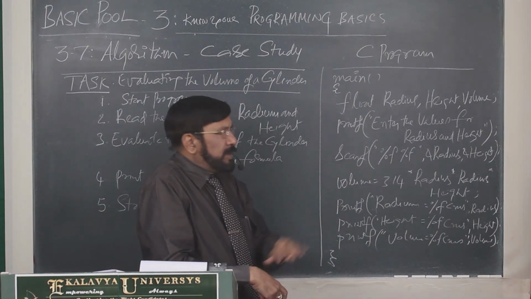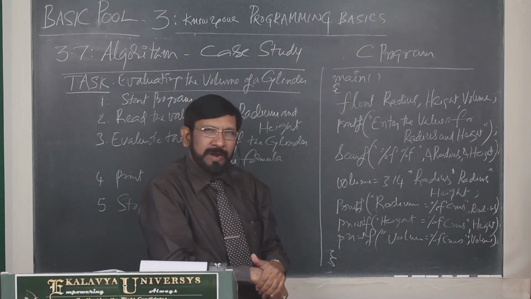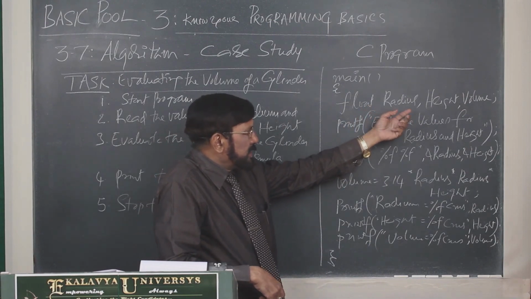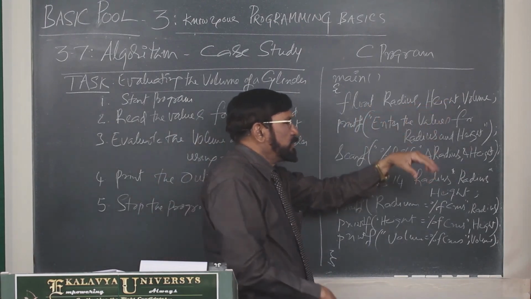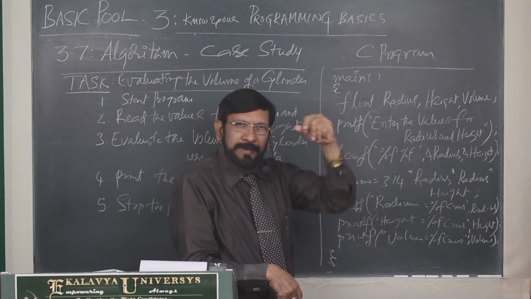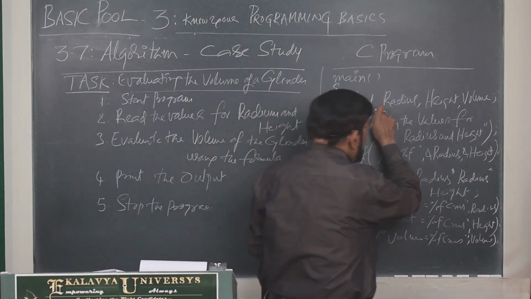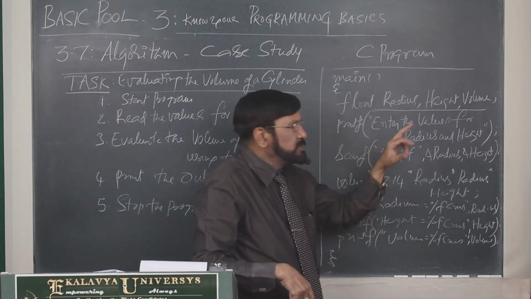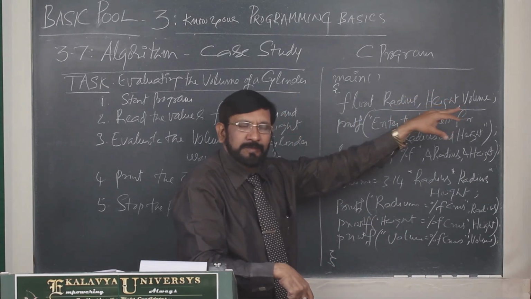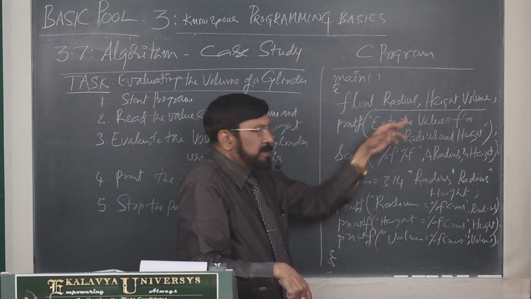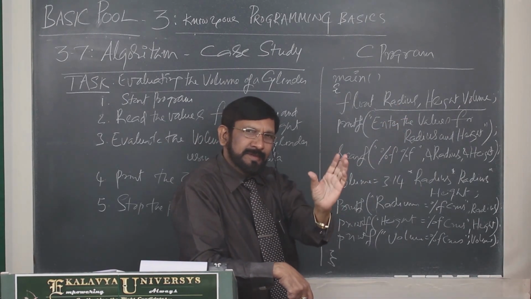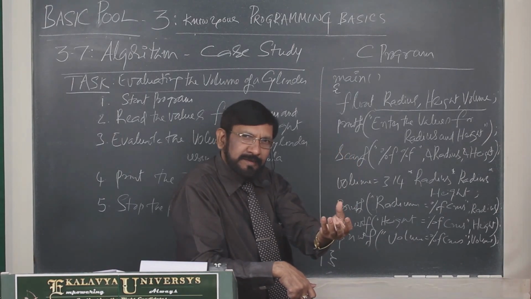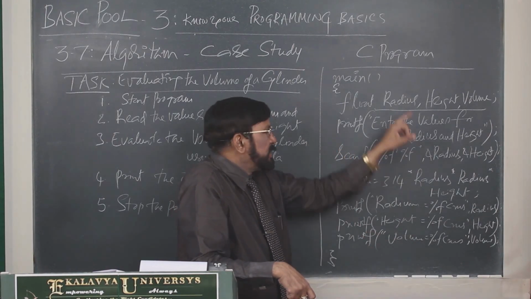Actually, here one program builder is required, that is radius and height and volume we have to store in memory. For that purpose, memory containers are required. These are called variables, and three corresponding variables we have declared. Variable means, you understand, this is a memory container. For anything we want a container. Without container we cannot store it.